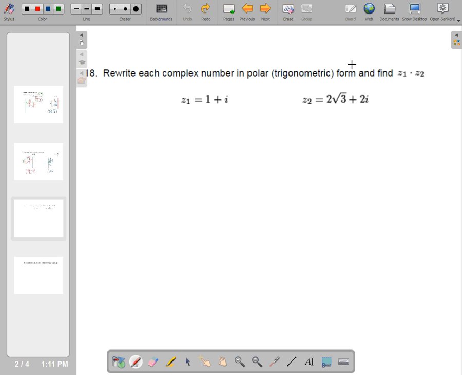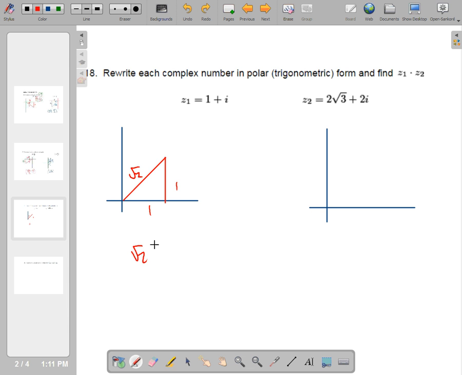Rewrite each complex number in polar, or sometimes called trigonometric form. So to do that, I need to have both of these in trigonometric form, so I have to first convert them. This is 1 plus 1i and 2 radical 3 plus 2i. So let's get both of these converted. 1 plus 1i should be pretty easy to do. This is 45, 45, 90, and that's radical 2. So if it's 45 degrees, that's pi over 4. So in trigonometric form or polar form, it would be radical 2 cosine pi over 4 plus i sine pi over 4. Remember, we're graphing on the complex plane, so that's the real and imaginary axis, respectively.